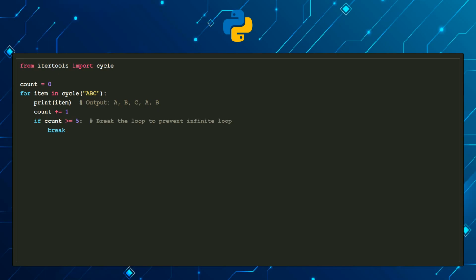Here, we cycle through the string ABC. Once we reach C, we start over with A. We only let it run for 5 iterations to avoid an infinite loop.